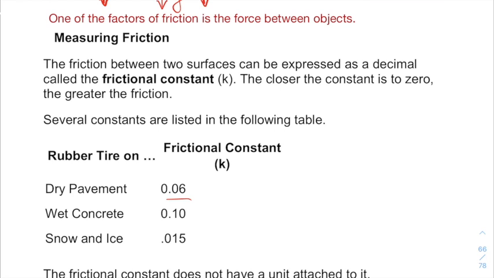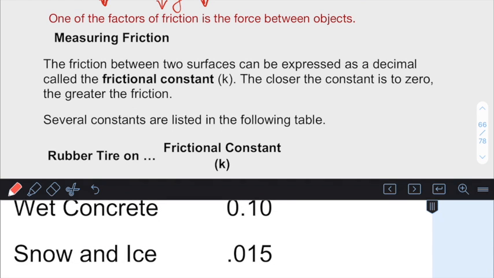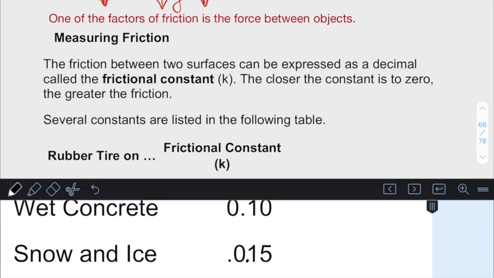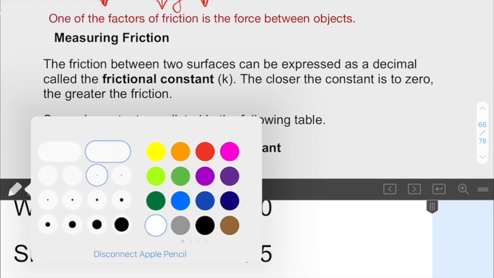And if you add snow or ice, and there should be a movement of the dot here, the dot is in the wrong spot. It should be right here. So if you can fix that in your books, I would really appreciate it. If you could erase that, that would be perfect.